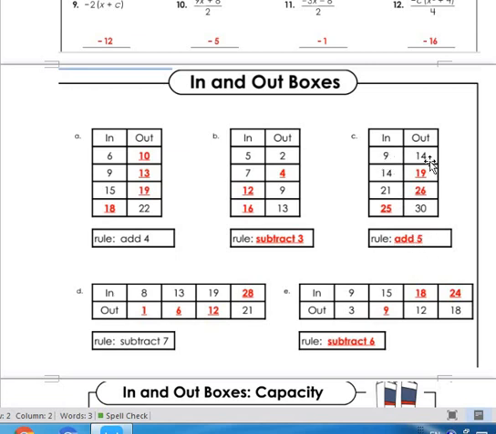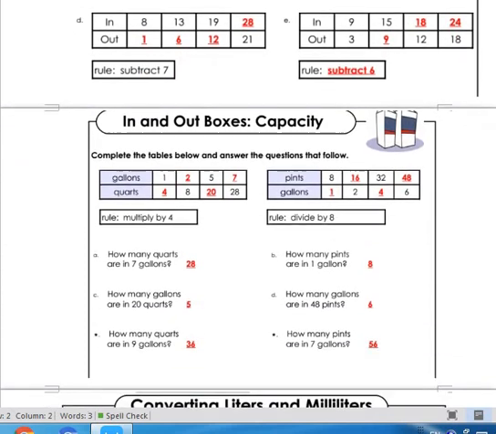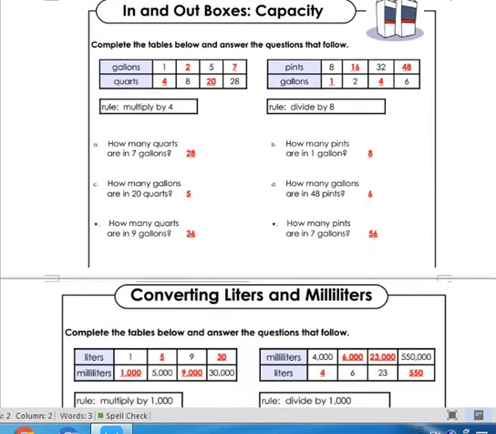9 to 14. Okay, what happened to 9 to 14? Okay, 9 plus 5 gives you 14, every time I add 5. Okay, then going to in and out boxes. Okay, according to we have here capacity. Do you remember? Complete the tables below and answer the questions that follow. Gallons, quarts. 1 gallon equals 4 quarts. Okay, 2 gallons equals 8 quarts.